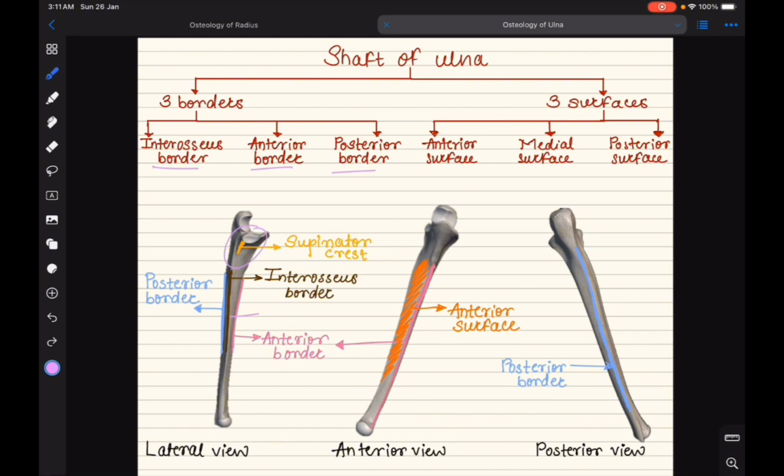The anterior border is rounded and starts above at the medial border of the coronoid process and it ends below at the base of the styloid process. The posterior border is prominent and starts above at the apex of the posterior surface of the olecranon. Lastly, the surfaces. There are three surfaces: the anterior surface, the medial surface, and the posterior surface. The anterior surface is located between the anterior and the interosseous border. The posterior surface is located between the posterior and the interosseous border.